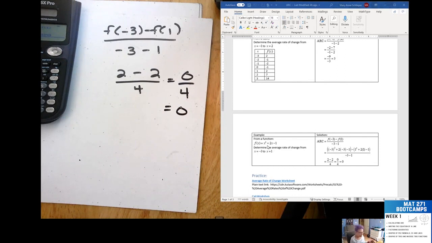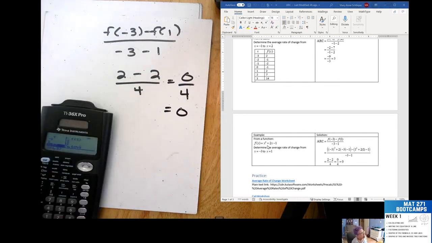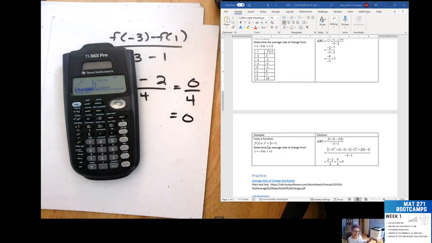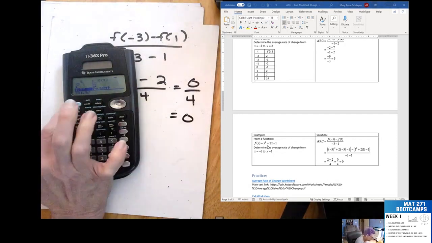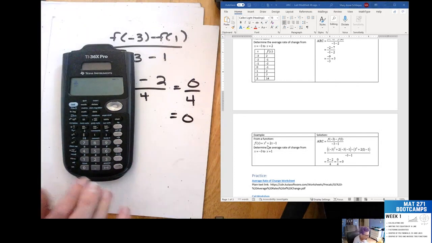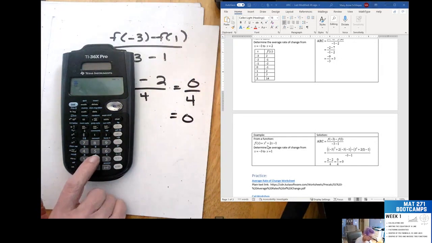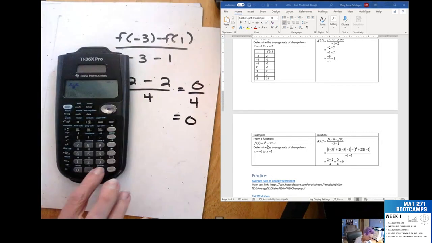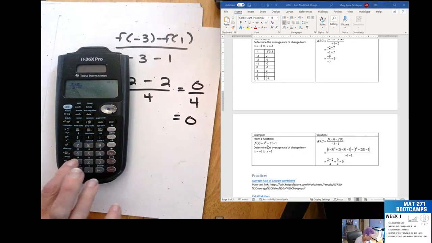So that's a little better than having to plug in 1 squared plus 2 times 1 minus 1 and negative 3 squared plus 2 times negative 3 minus 1. Since these were nice friendly whole numbers we had as outputs, it wasn't too bad for me to just do it by hand. If they had been more difficult than 2 minus 2, I could have hit my little fraction button that lives above the 7 and put in 2 minus 2 over negative 3 minus 1 and gotten 0.